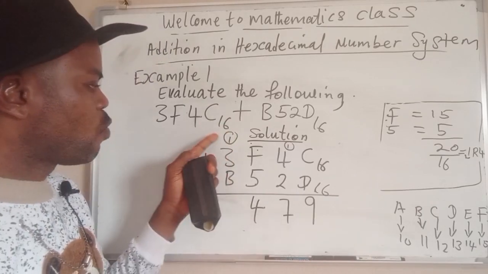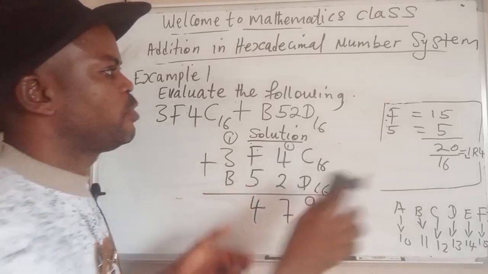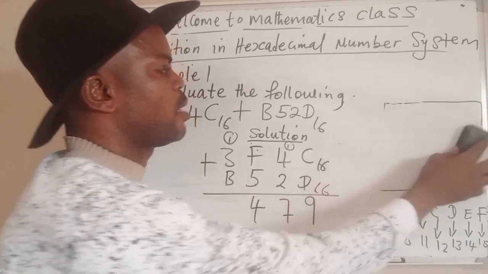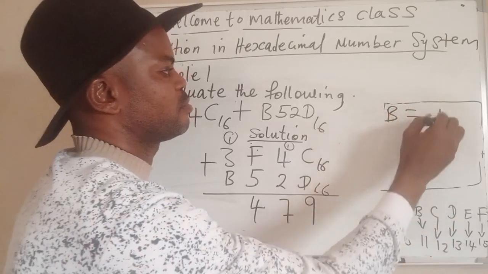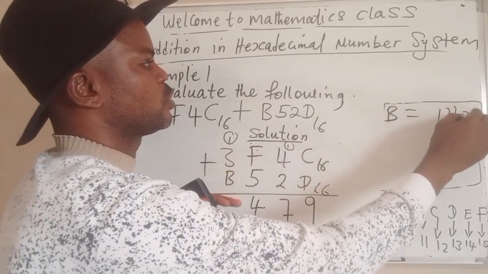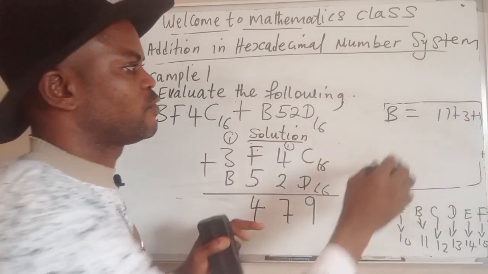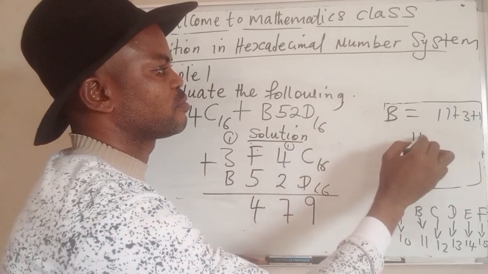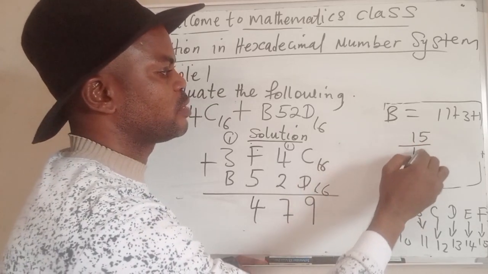The last line says 1 plus 3 is 4. 4 plus B. What is B again in hexadecimal? B in hexadecimal, from what you're seeing here, is simply 11. So 11 plus 3 plus 1. 11 plus 3 is 14. 14 plus 1 gives you 15. So 15 divided by the base.